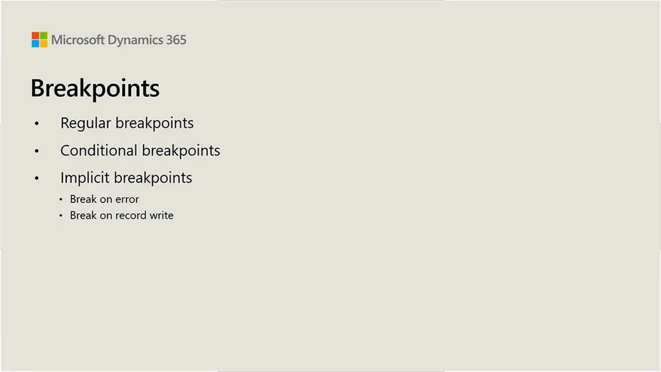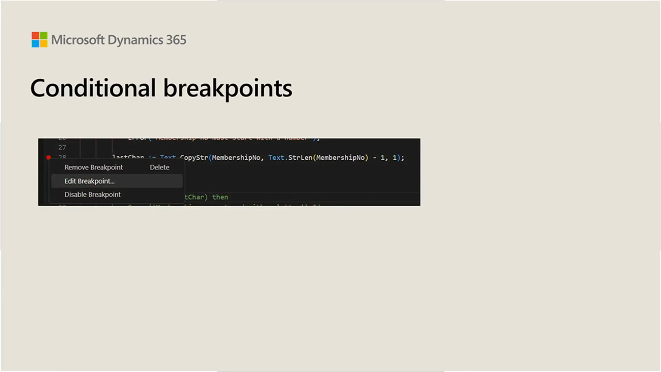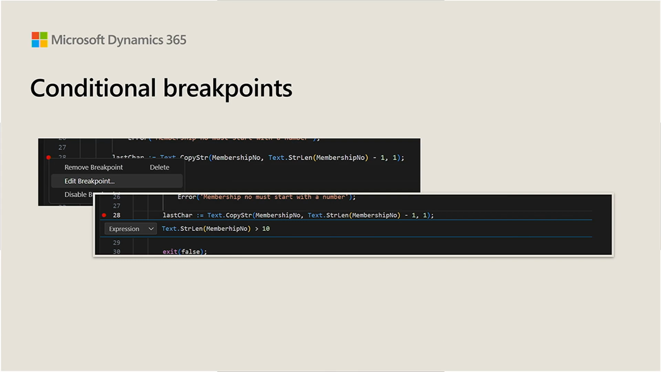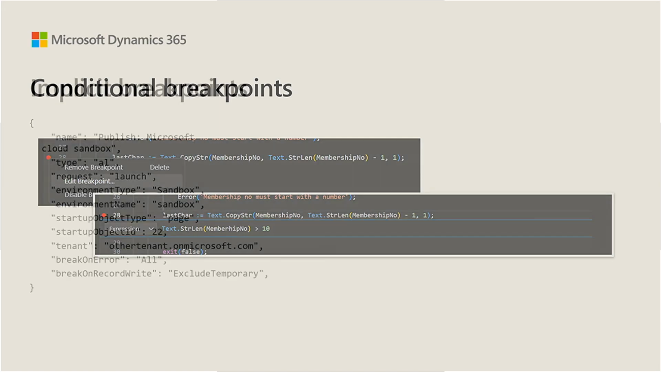So now let's look back into the breakpoints, which you, of course, want to use for any debugging session. So we support regular breakpoints, but we also support more advanced breakpoints. We have conditional breakpoints and implicit breakpoints. Conditional breakpoints are very straightforward. You just set a breakpoint in your code. You right-click, then you go to edit breakpoint. And here you enter the expression. If this expression evaluates to true, then we will hit the breakpoint. Otherwise, it won't be hit.